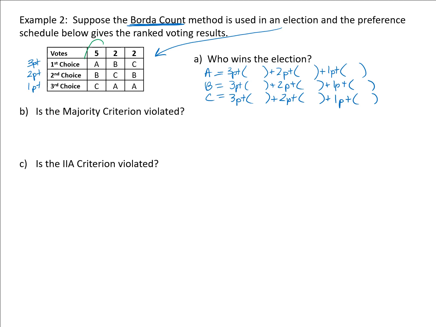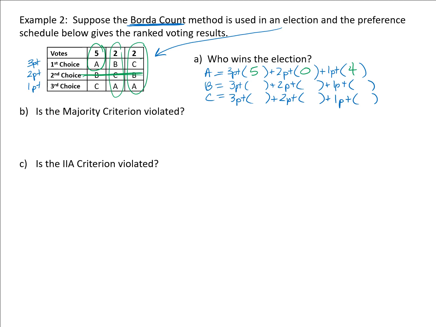If we look at A first, we're going to start with A's first choice votes. A had 5 first choice votes, so I'd put a 5 times the 3 in the calculation for A. And then A had no second choice votes. Notice no second choice votes. So I put a 0 multiplied by the 2. And then A had 4 third choice votes, since 2 and 2 makes 4. Now I want to do the same thing for each of the other two candidates and then calculate.